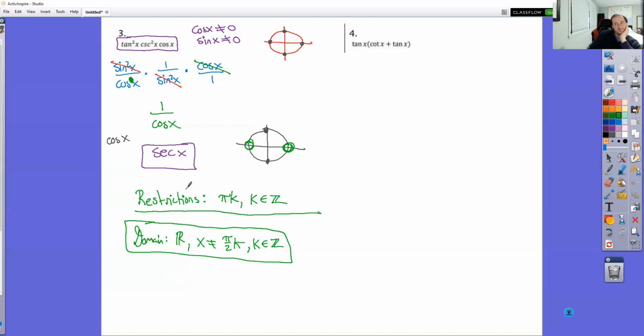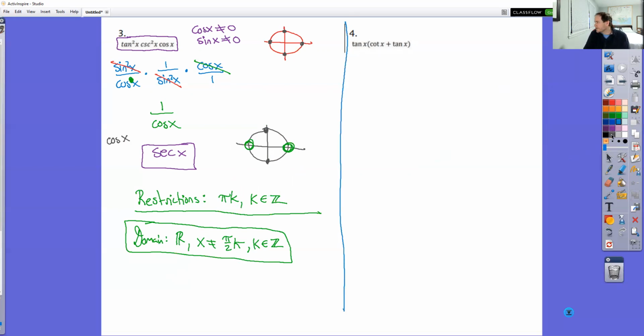But I'm saying the only restrictions we need are these. You need to pluck out the greens because the blacks are already gone. The blacks were never in this guy's domain anyway. So they're handled. You got to handle the greens. All right, I'm going to stop explaining that, I promise. All right, let's do 4.